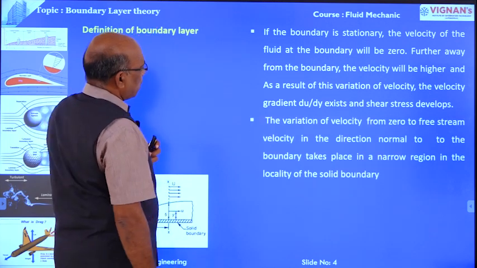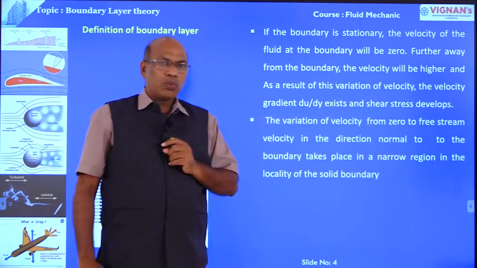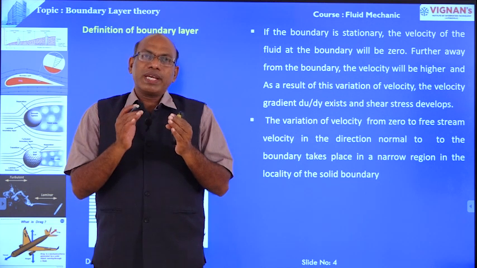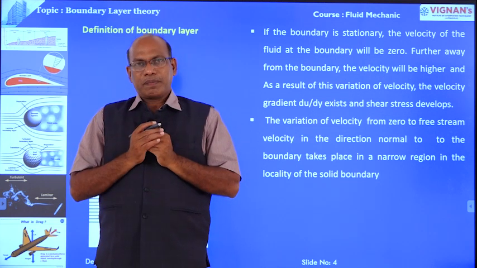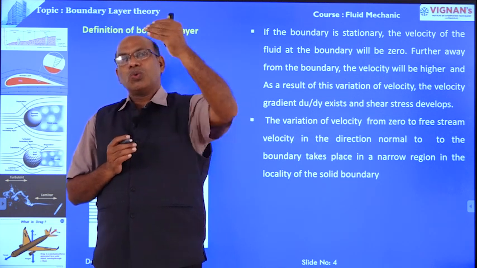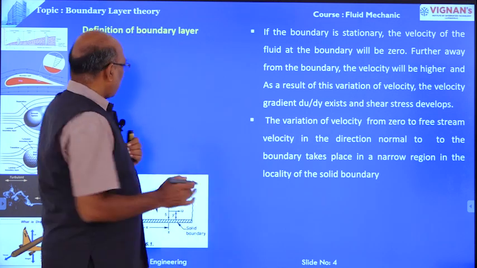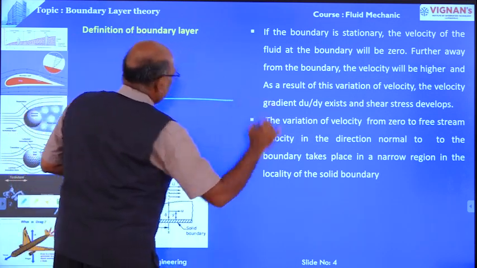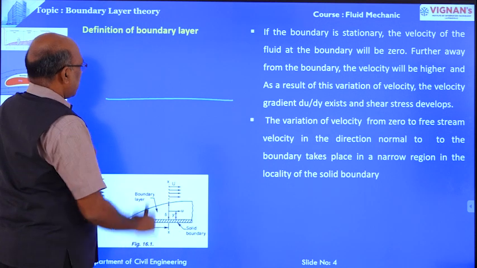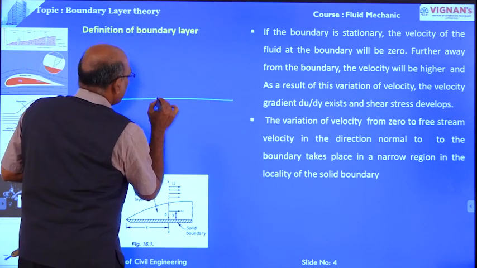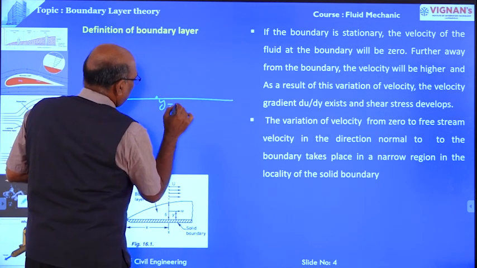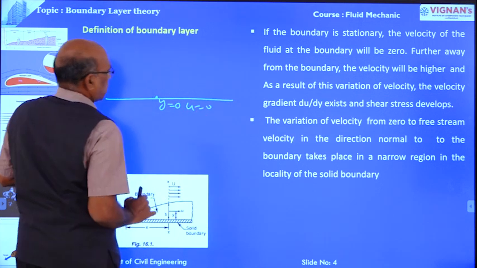Right. Next one. Now, the variation of velocity from 0 to free stream velocity. Suppose this is the boundary; the velocity over the boundary is 0, at y equal to 0, u is equal to 0.